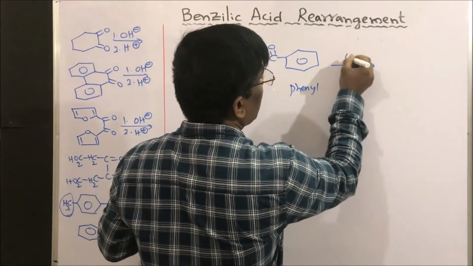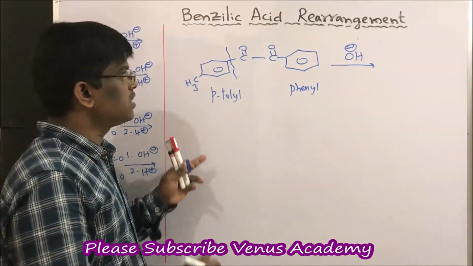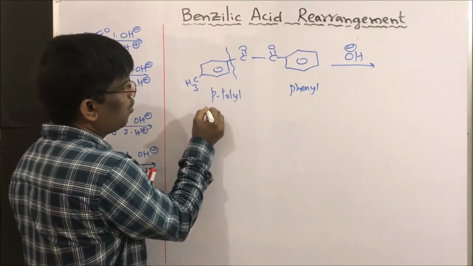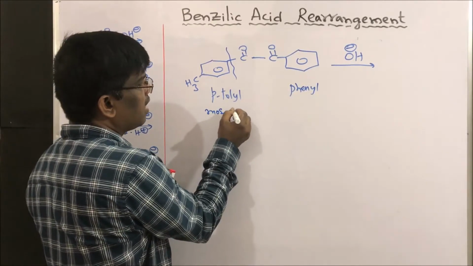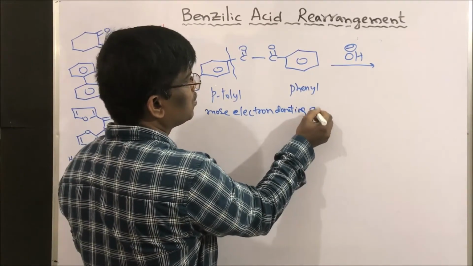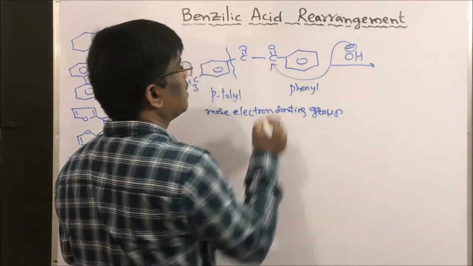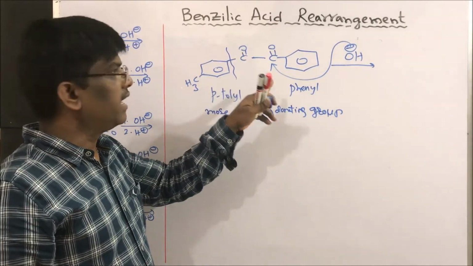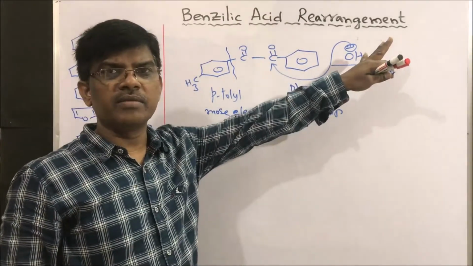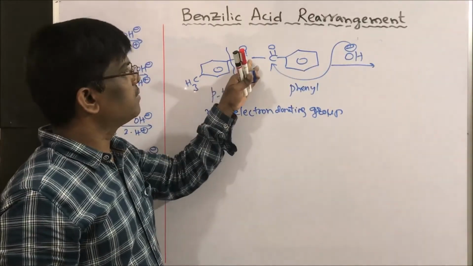Let us see. When we add base, this base attacks. Among these phenyl and tolyl groups, which is the more electron donating group? Phenyl or tolyl? The tolyl group is the more electron donating group. So what happens? This incoming OH attacks on this carbon. It is not going to attack on this. It is going to attack on this. The electron donating group is not going to accept this OH minus, since it is electron excess and electron rich. It is not going to accept this carbon.